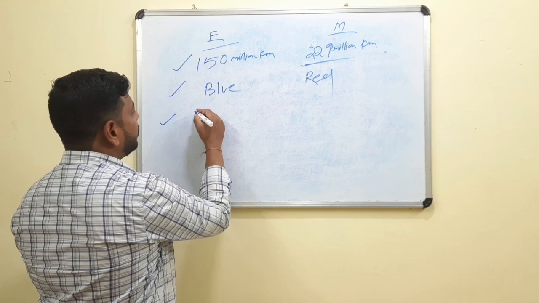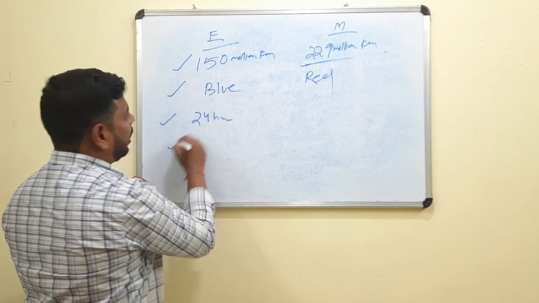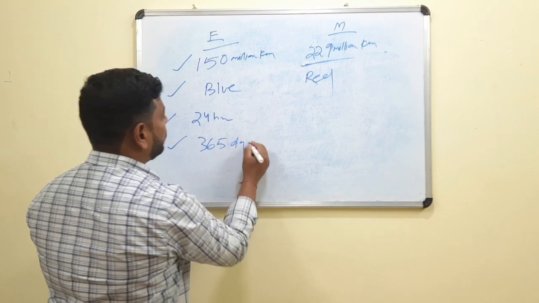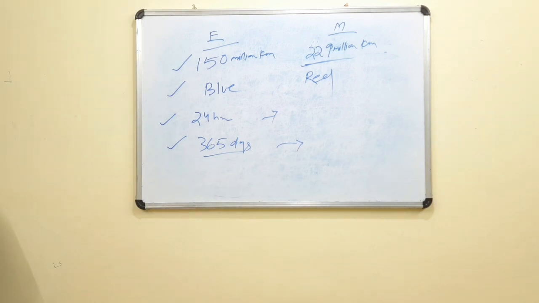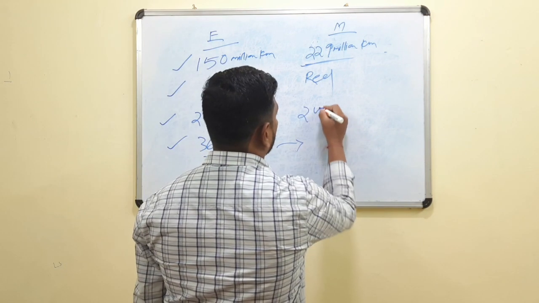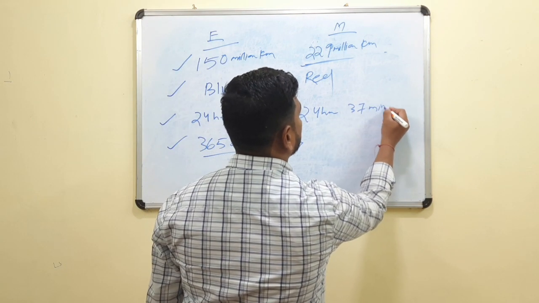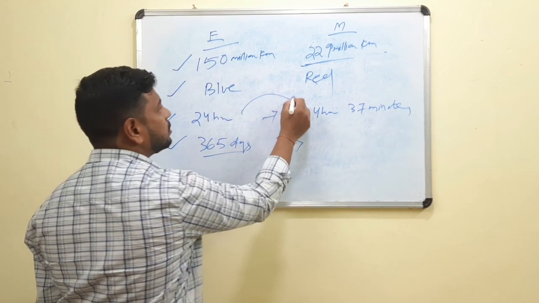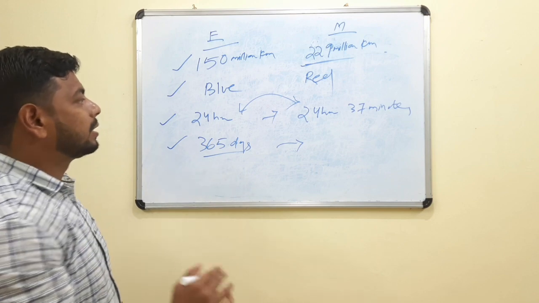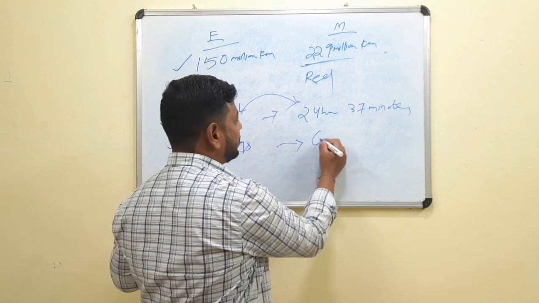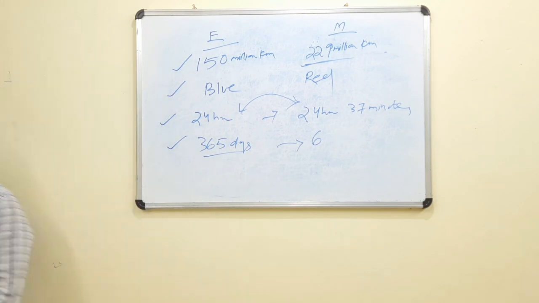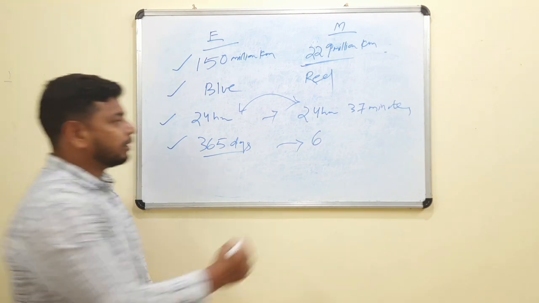Then the duration of rotation, how much? Around 24 hours for Earth, and the revolution is around 365 days. The duration of rotation of Mars is 24 hours too, slightly more than that: 24 hours 37 minutes. So the rotations of Earth and Mars are quite similar, but a little bit more in the case of Mars. But in the case of revolution, it is more than double: 687 days.